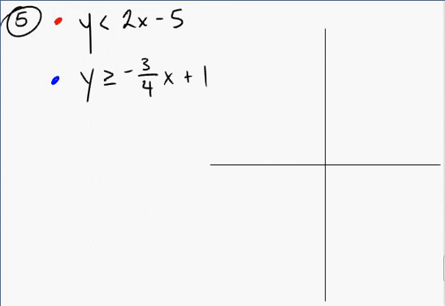So those are both in mx plus b form, right? The red one, the slope and the y-intercept. This is -5. This is 2 over 1. This number is the m. This is the b. The blue one, the y-intercept is 1. The slope is -3 over 4, which is like -3 over +4. Any questions?